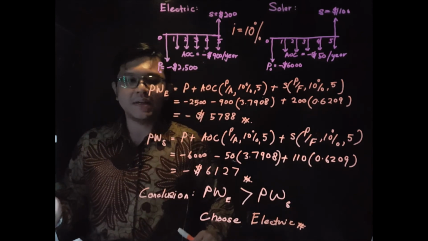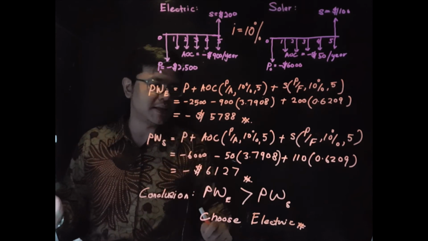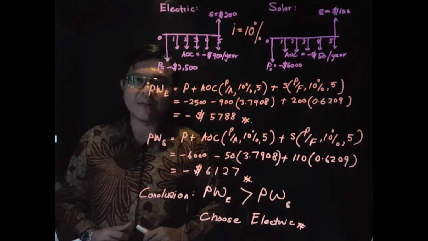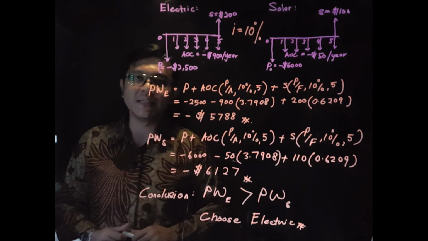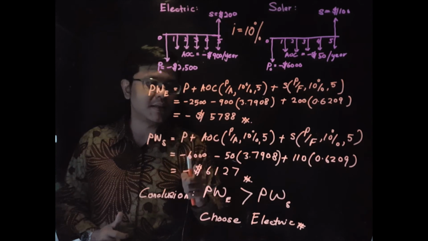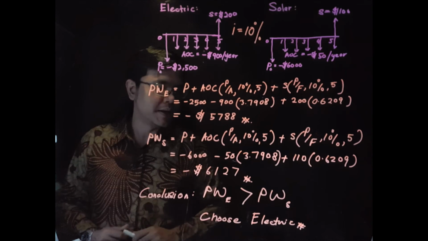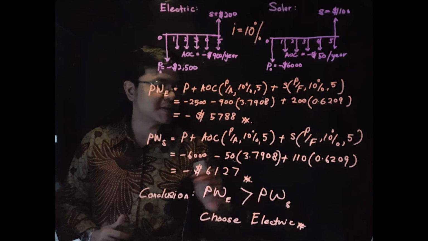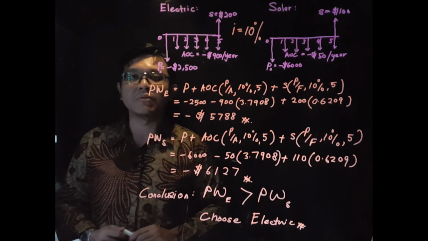Alright, so we find that the present worth value of the solar powered installation is equal to negative $6,127. Then we compare the present worth values of both alternatives, and we find that the present worth value of the electric powered installation is more positive than the present worth value of the solar powered installation. So therefore, the present worth value of the electric powered installation is bigger than the present worth value of the solar powered. So therefore, we choose the electric powered installation.